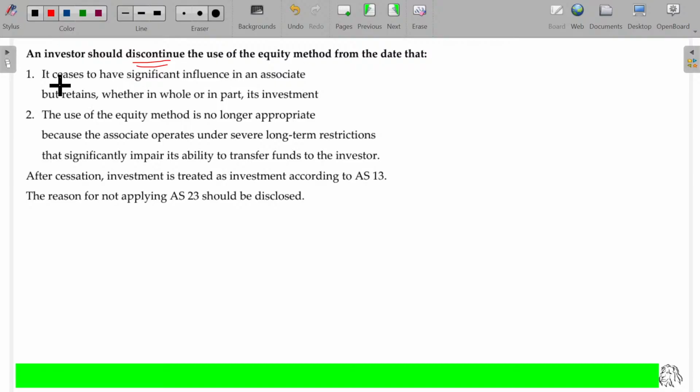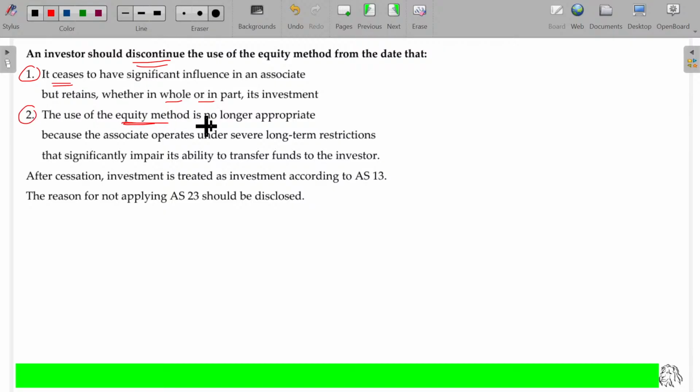When one ceases to have significant influence, 20 to 50 percentage, I hold around 30 percentage. Now I sold to 20 percentage. Hereafter I have only 10 percentage. The moment you sell the shares, you lose the significant influence. Thereafter you don't need to follow AS number 23. Is that okay? But retains whether whole or in part. A part of the amount or some amount you may hold.